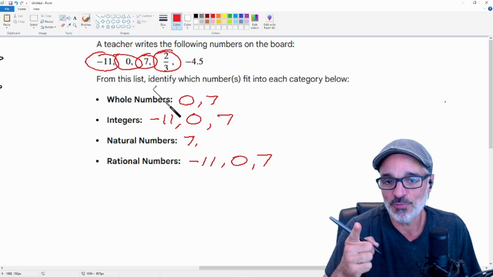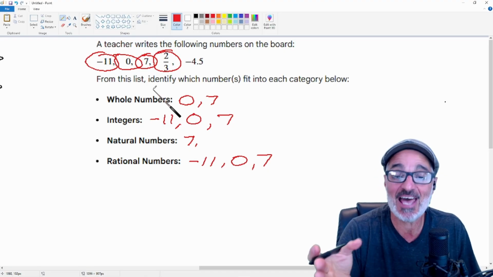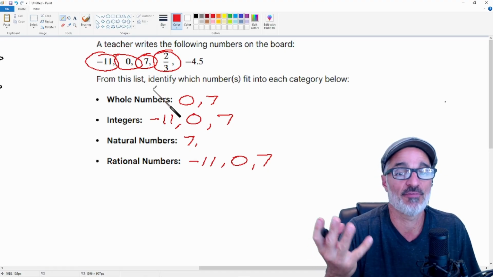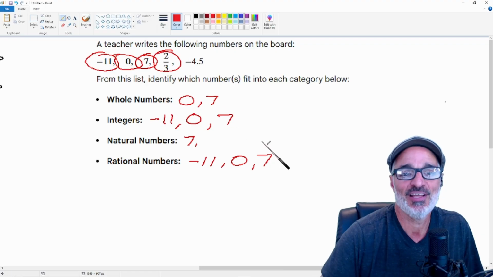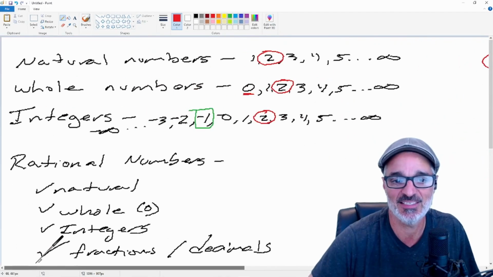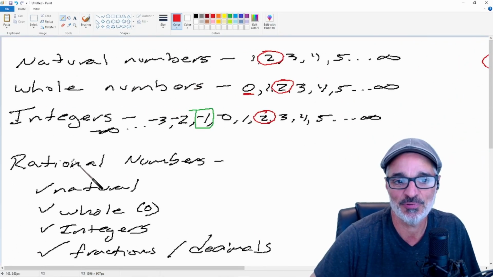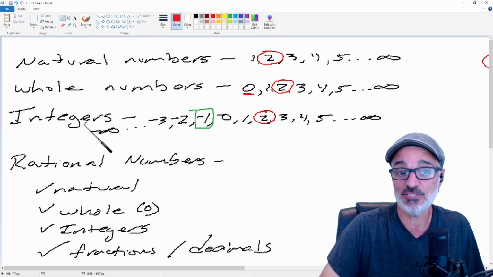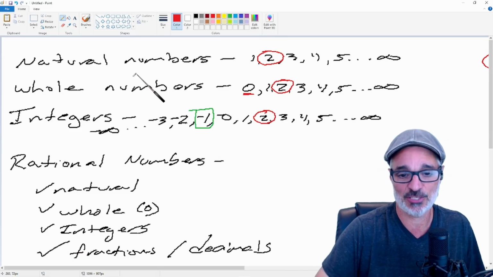And if you remember the story, they had to create the last category to be able to talk about fractions and decimals. So 2/3 goes into rational numbers because they had to create rational numbers to talk about fractions and decimals. But it's not an integer, and it's not a whole number, and it's not a natural number.